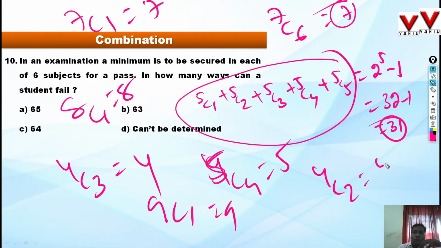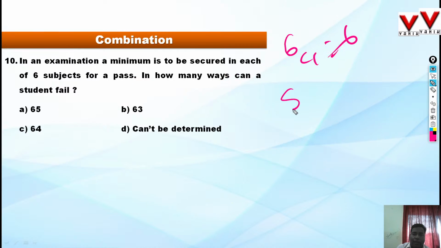Clear about this calculation? First calculation, 6C2: 6 into 5 divided by 2. 8C2: 8 into 7 divided by 2. 9C2: 9 into 8 divided by 2. Clear? When nC2, it is n into n minus 1 by 2. Then another calculation: 6C1 is 6, 8C1 is 8, 9C1 is 9, 10C1 is 10. Clear? Then suppose another: 10C9 is 10, 11C10 is 11, 12C11 is 12, 13C12 is 13. These are the calculation tricks.